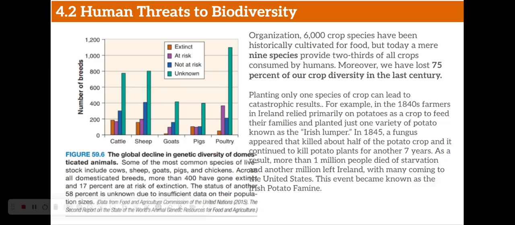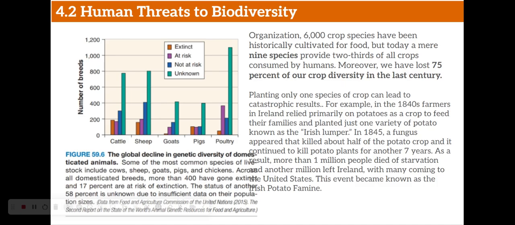6,000 species have been historically cultivated for food, but today only 9 species provide 2/3 of all crops consumed by humans, meaning that we've lost 75% of our crop diversity in the last 100 years. And this is a huge issue, and one of the most common examples of this talked about on the AP test is the Irish potato famine in the 1840s.